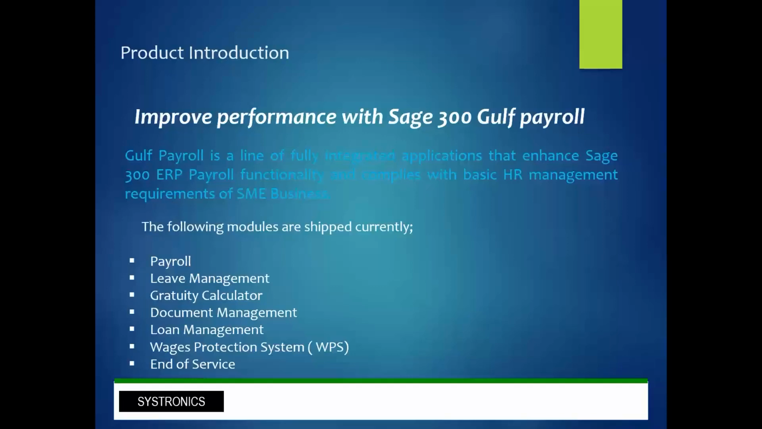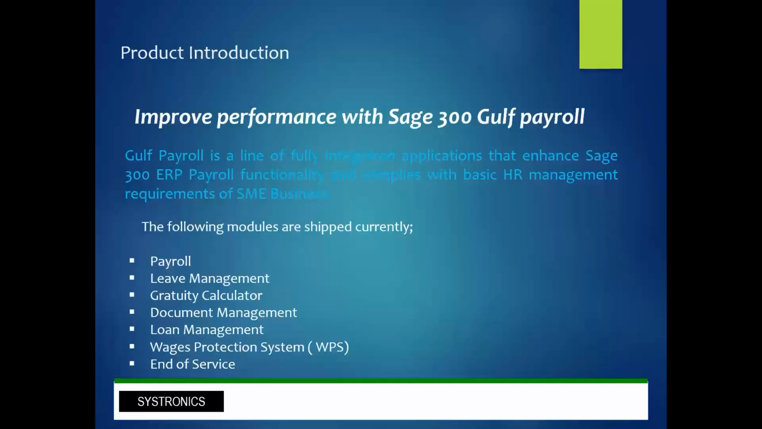The application consists of several modules that help you to process payroll accounting and to manage your basic HR requirements. So this includes the payroll module, the leave management module, the gratuity calculator or gratuity module, the WPS, or wages protection system. You can manage your employee documents, which we call the document management module, the loan management, as well as the end of service.